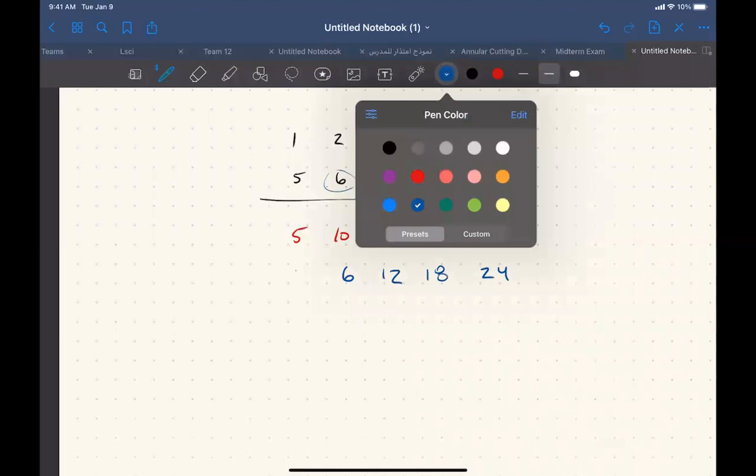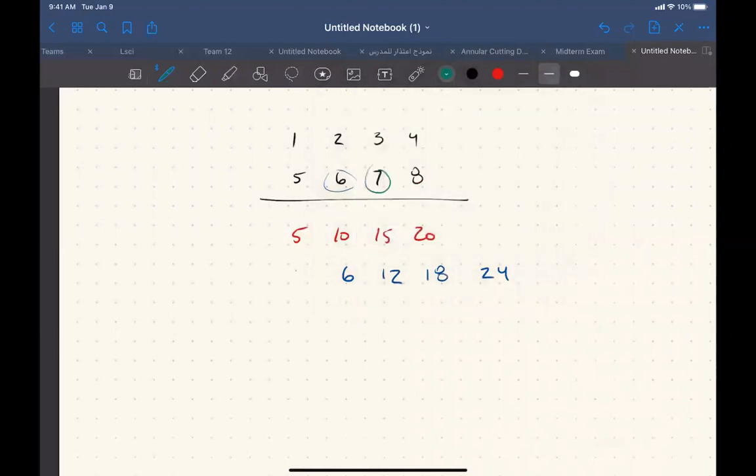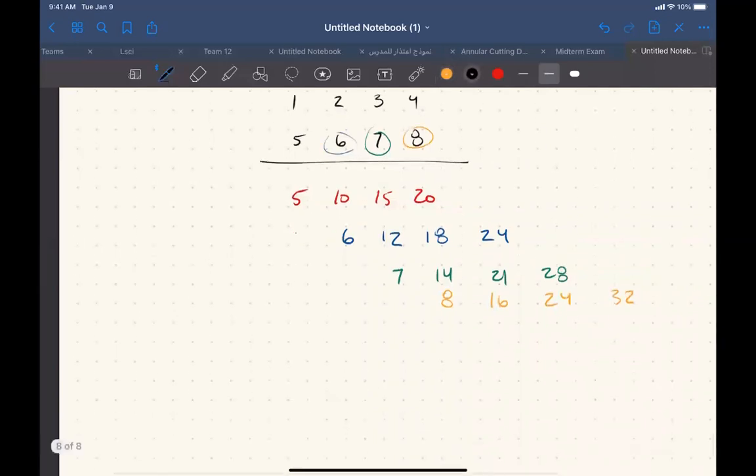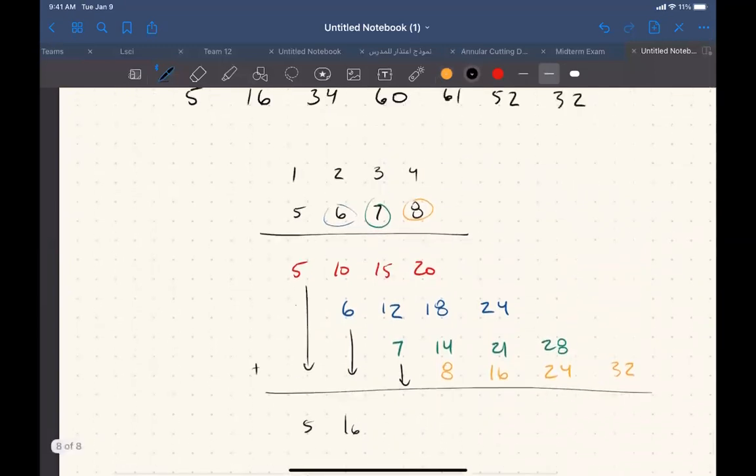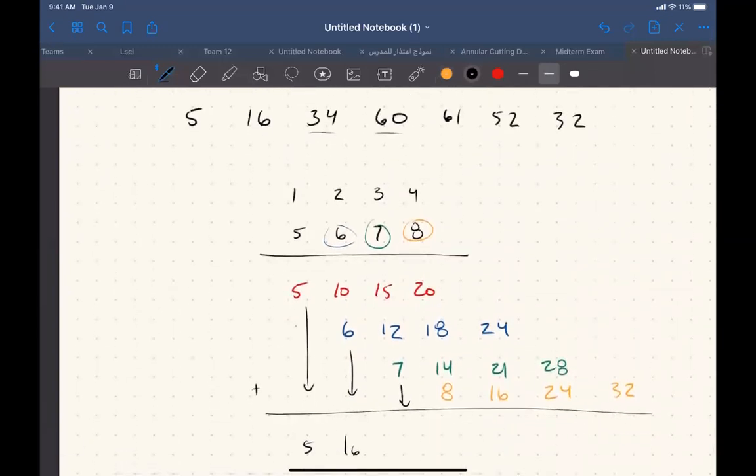Then you take 7, and again, put it in the third spot. So 7 times 1 is 7, then we have 14, and then 21 and 28. And then the last one, 8: you have 8, 16, 24, 32. Then to get your final answer, all you do is add these together vertically. So here, 5, here, 16. Here, you can guess perhaps what it is, 34, then 60, then 61.